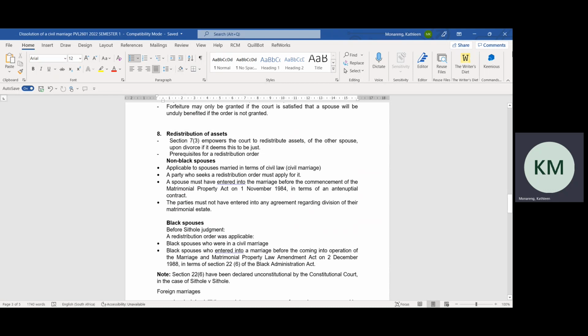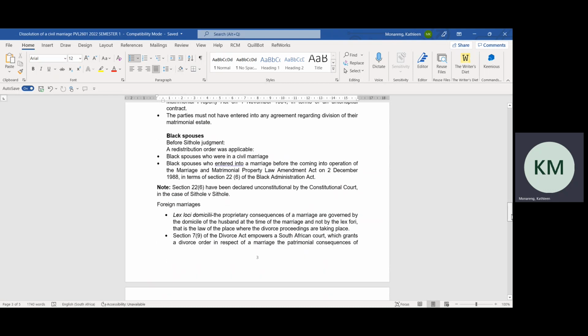And then all other Black spouses whose marriages are out of community of property in terms of the antenuptial contract, redistribution of assets will not apply to them because in terms of the act, they are not covered. They fall after the date where this redistribution of assets provision was applicable for spouses who are married out of community of property.